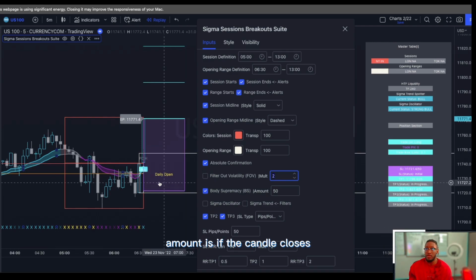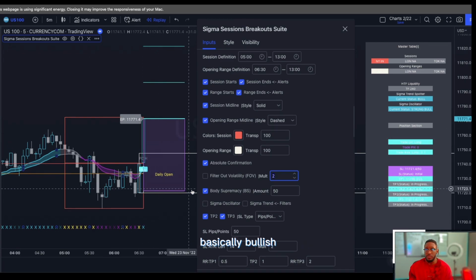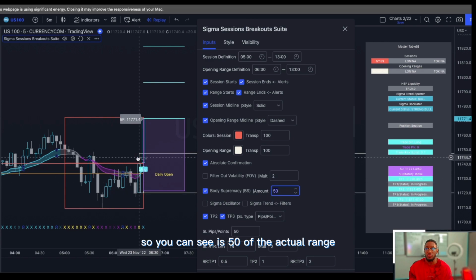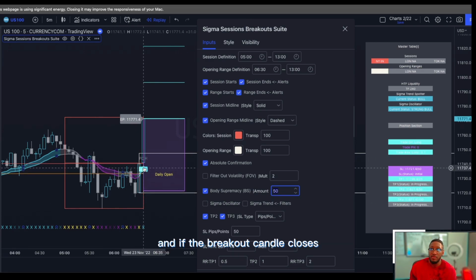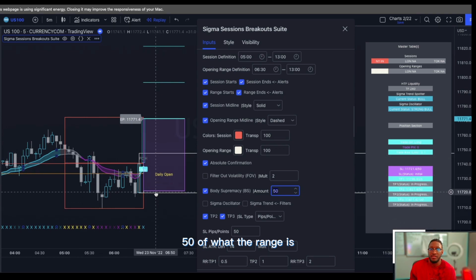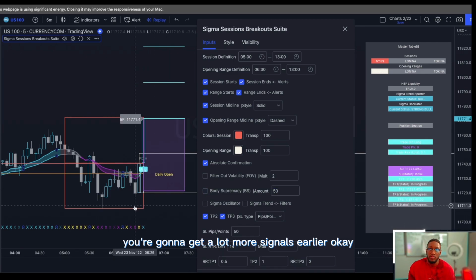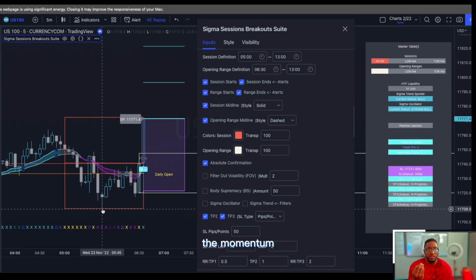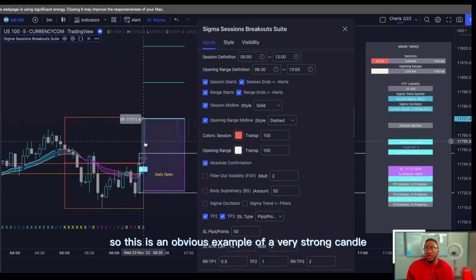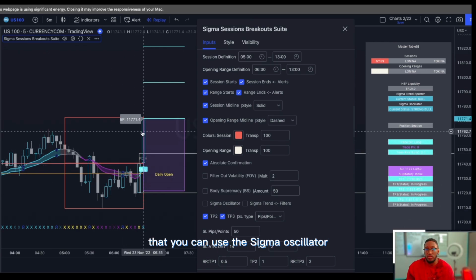Body supremacy amount is if the candle closes basically bullish. So you can see it's 50% of the actual range. So it measures the range, and if the breakout candle closes 50% of what the range is, it will dictate it as a strong momentum signal for you to enter. You turn that off, you're going to get a lot more signals earlier, okay? Because it's based on the price action, the momentum, the strength of the candle itself, right? So this is an obvious example of a very strong candle that you can use.